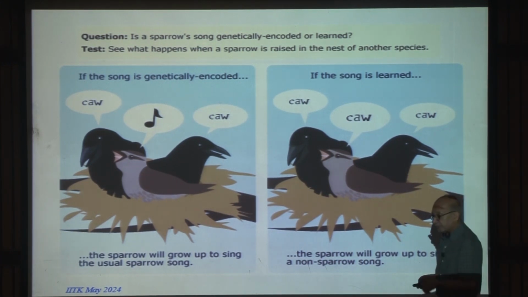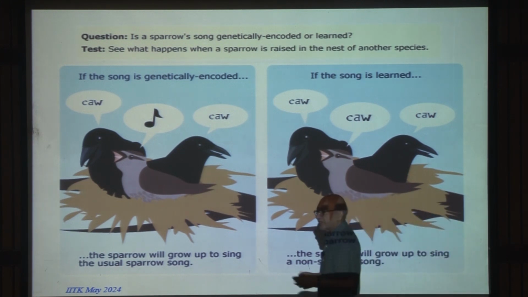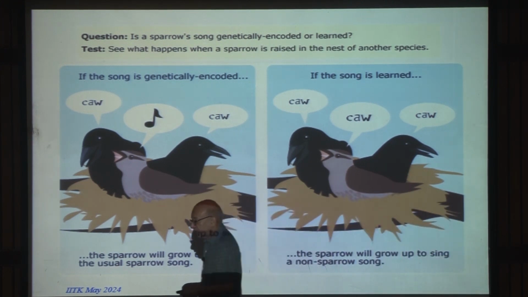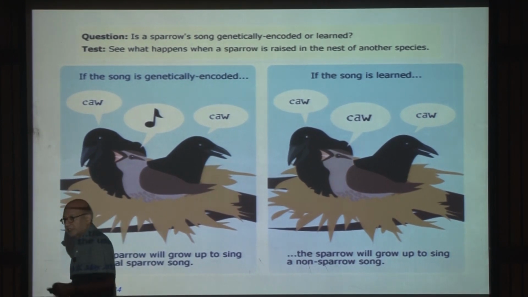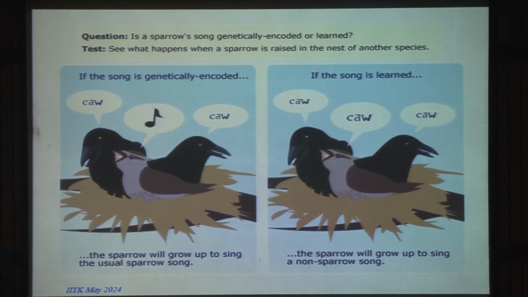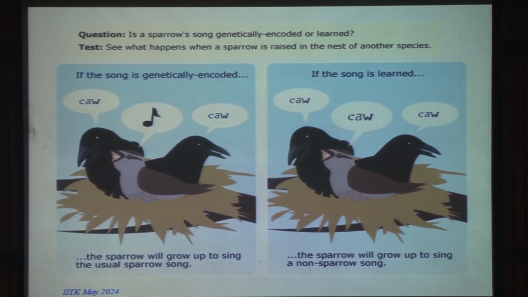How do you know that this is a sparrow, the normal bird you see on the campus? It sings a song. If I ask you a question: is it coded in its DNA that it will always sing this song, or does it learn this song after it is born? How will you do this experiment? You take a newly born sparrow and let it grow with the crows. Will it sing its own song, or will it learn something from the crows? That will answer your question. This is also science. This is also research.